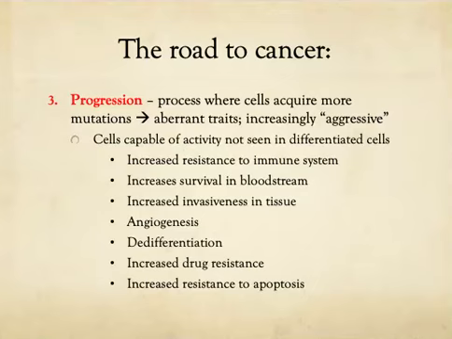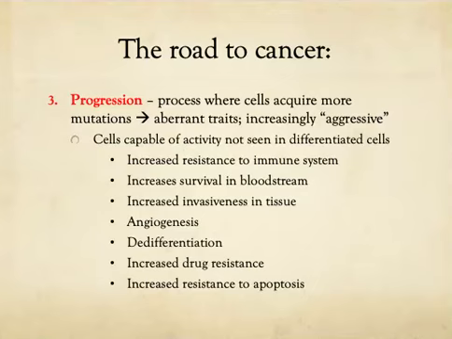Now, what do I mean by differentiated? I mean a cell that has become fully mature. It has developed into a type of cell, a liver cell, a lung cell, and it is mature in that function. It is fully differentiated. Cells that move through this progression stage develop traits that we don't see in those differentiated cells. I have a list of the traits here.